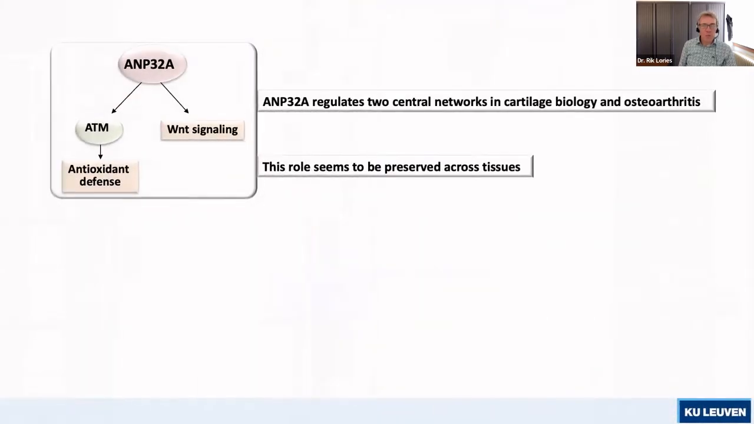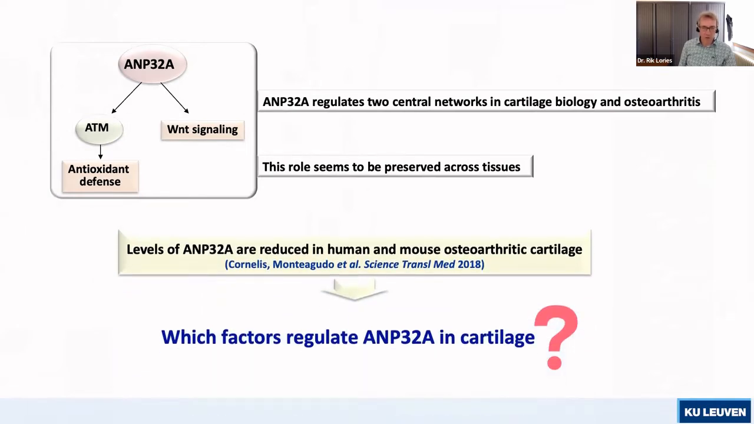I think you can clearly appreciate the hypertrophy effect. So with AMP32A, we have another player that not only regulates the antioxidant response, but contributes to the maintenance of the molecular identity of the articular chondrocytes by regulating Wnt signaling. And once again, this is something that is not only happening in cartilage, but also in a number of other tissues. And our way forward today with the research, both with DOT1L as well as with AMP32A, is further defining the factors that regulate AMP32A in cartilage.